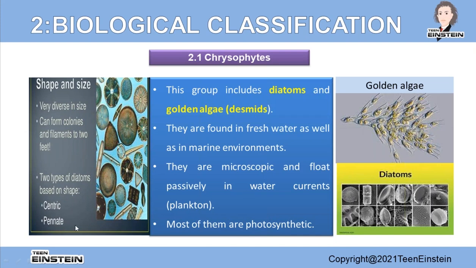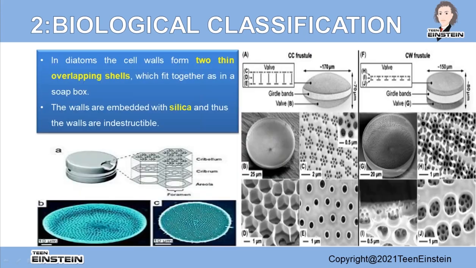The types of diatoms based on shape are centric and pinnate. These are the two types. Note down this: two types of diatoms based on shape, centric and pinnate. And the golden algae, both diatoms and golden algae, are in this group. The present pigment is the appearance.